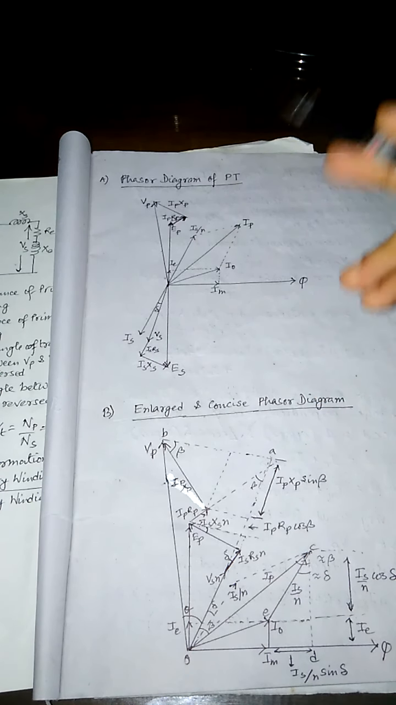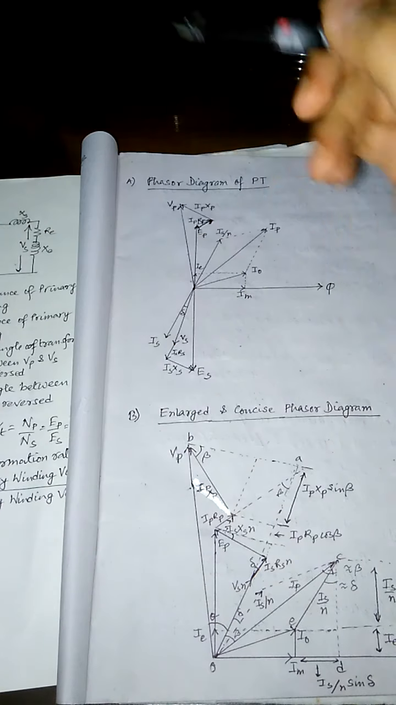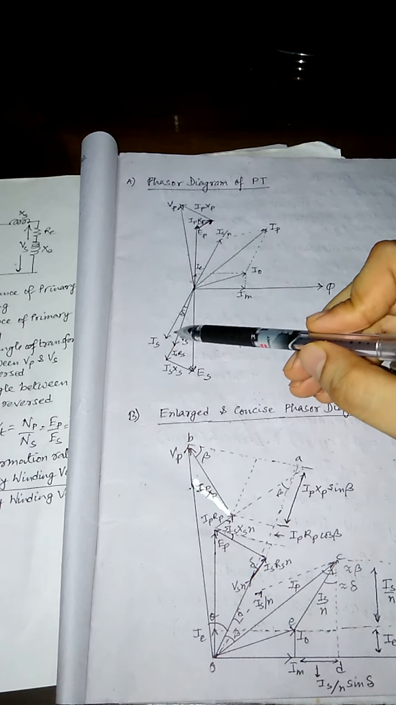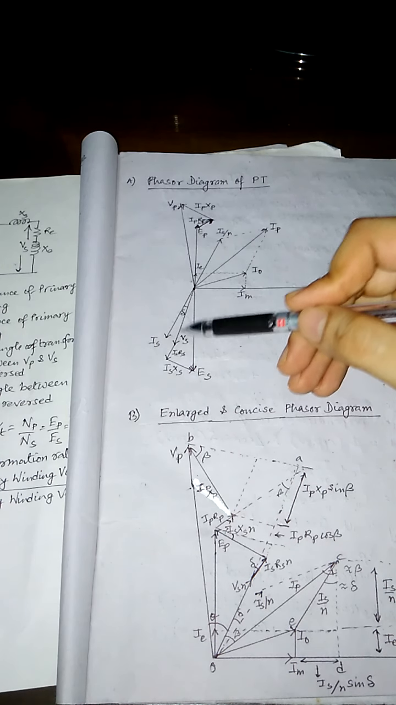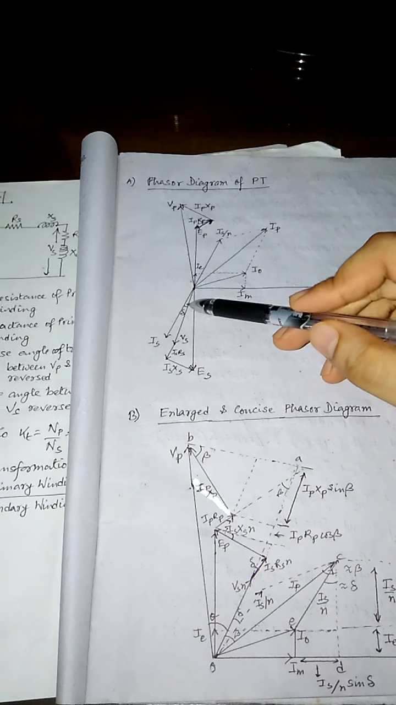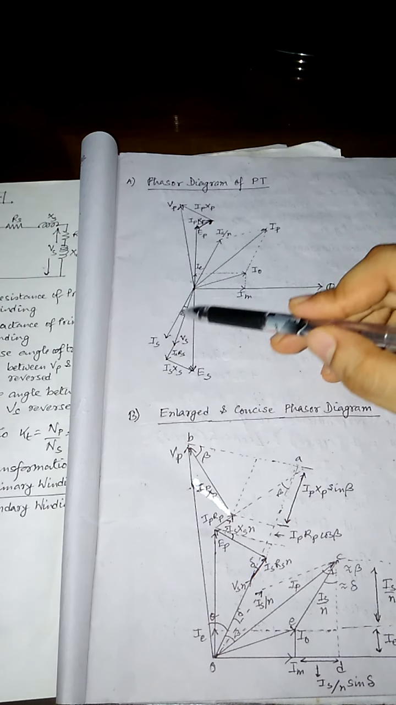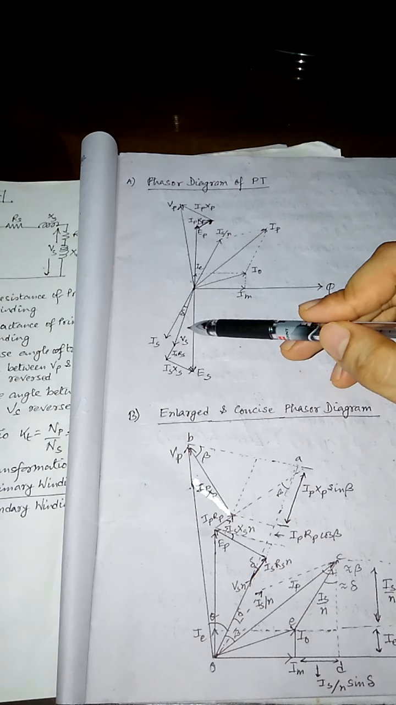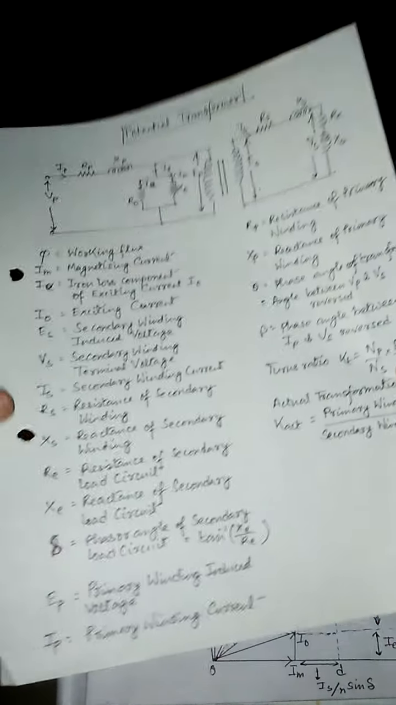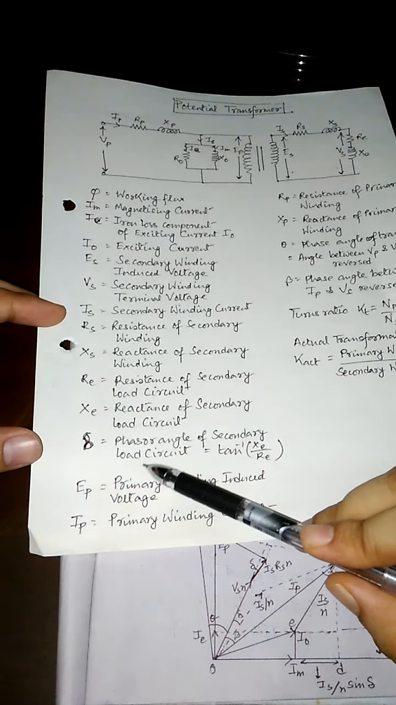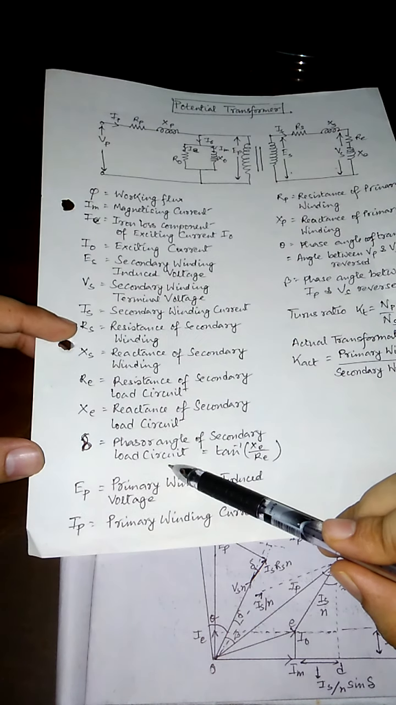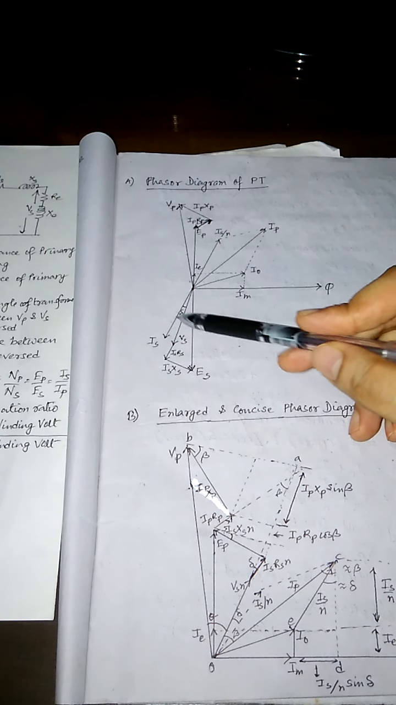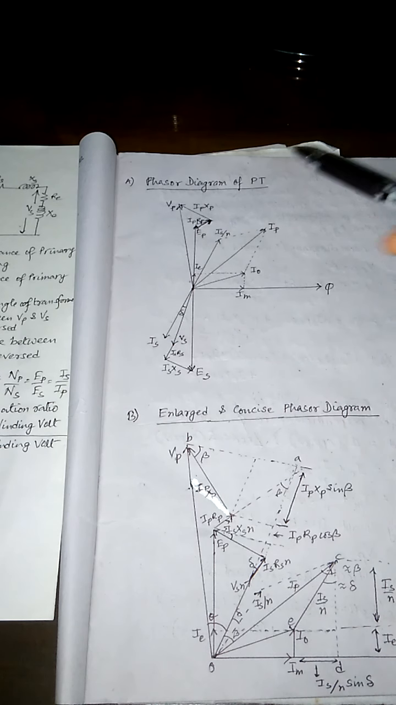Now see, this is Is, the secondary winding current, and we have already considered sigma as the angle between Is and Vs, that is, the secondary winding current and secondary winding voltage. Here we have written that sigma is the phasor angle of the secondary load circuit. So this is the angle between Is and Vs.